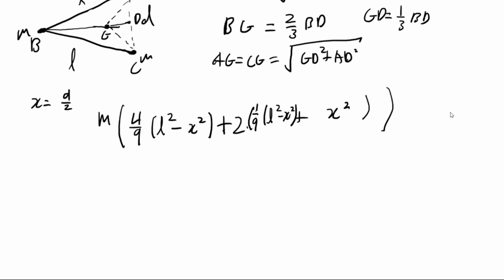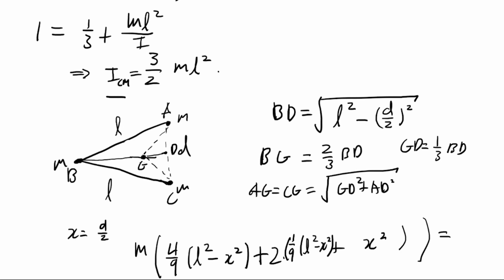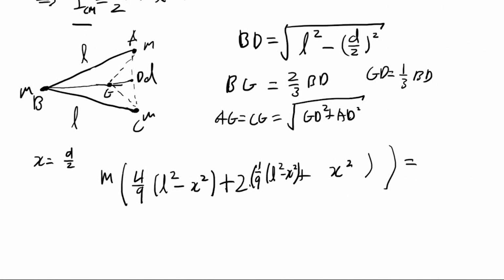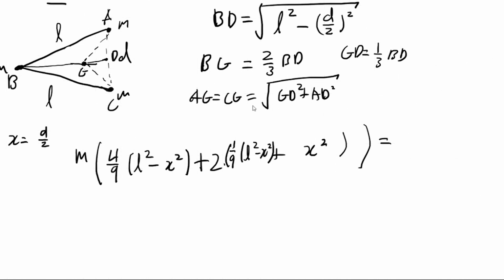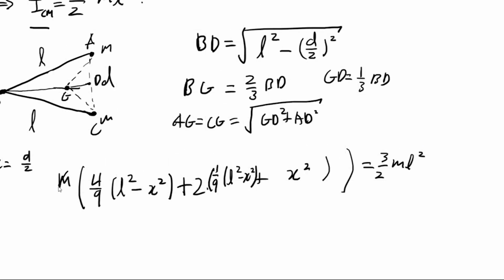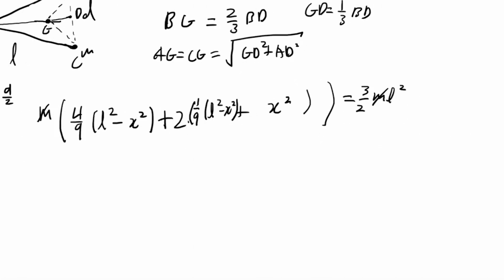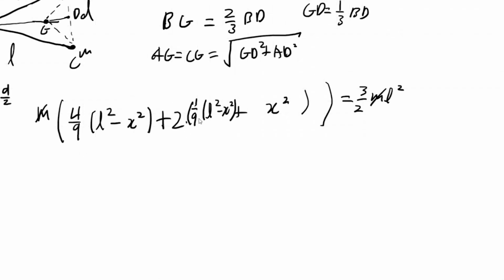And we know that this is equal to the I center of mass, which here we found was 3 halves ml squared. And so let's write that in here. And we can cancel the m's first of all. And now let's just write out everything here. So we have 4/9 L squared here, and we have 2/9 L squared here. So that's going to add up to 2/3 L squared.